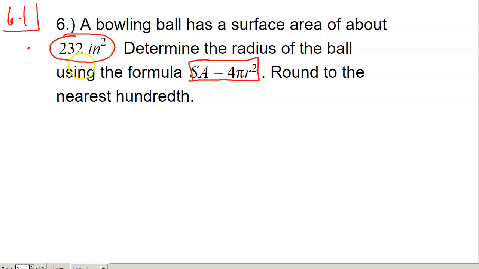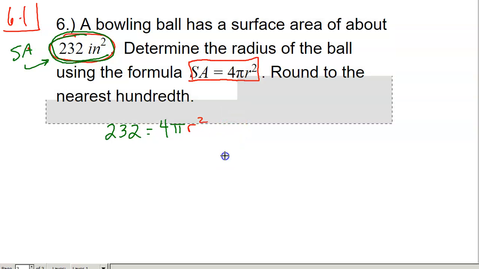So the first thing we want to do here is take what we know. So this is the surface area, this is SA, and we can plug that into our equation. So we have 232 equals 4 pi r squared. And so our objective here is to solve for r. And so I need to isolate the r squared first.